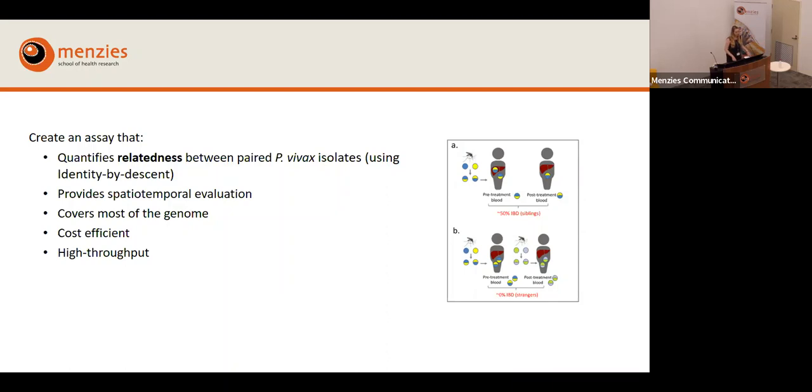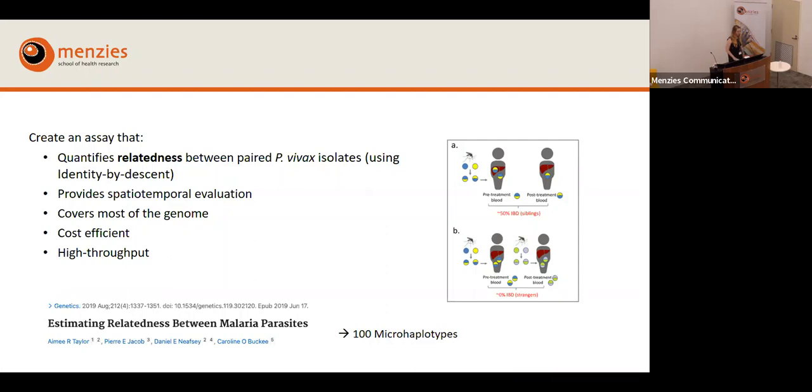And then also, it should give us enough information to actually do spatial temporal evaluation. We wanted it to cover most of the genome. We wanted it to be cost efficient and high throughput. And because there was another pretty good paper by Amy Taylor, she suggested that around about 100 markers, or what she calls microhaplotypes, would be the best number to do that.